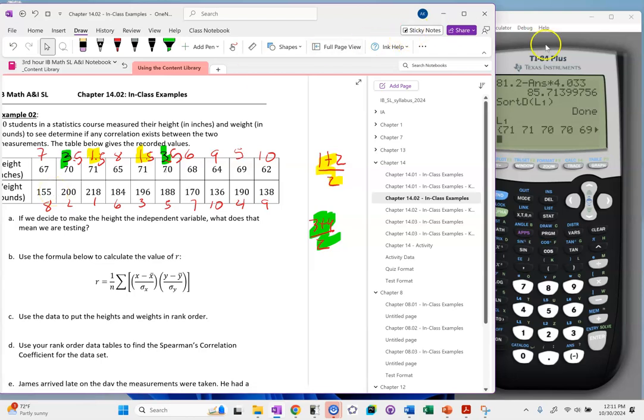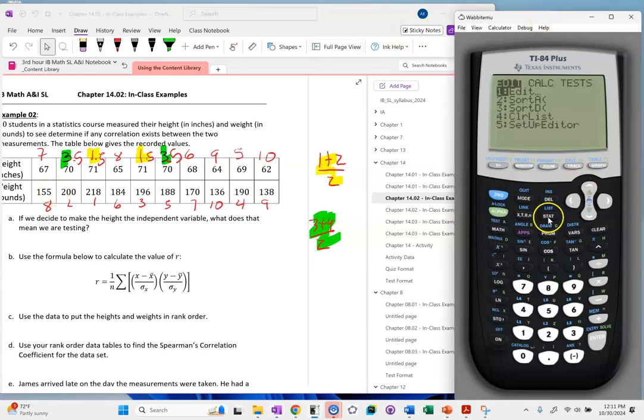Okay? So I'm going to go back to my calculator now. And in list 3 and 4, I'm going to type in my rank order data. So 7, 3.5, 1.5, 8, 1.5, etc.